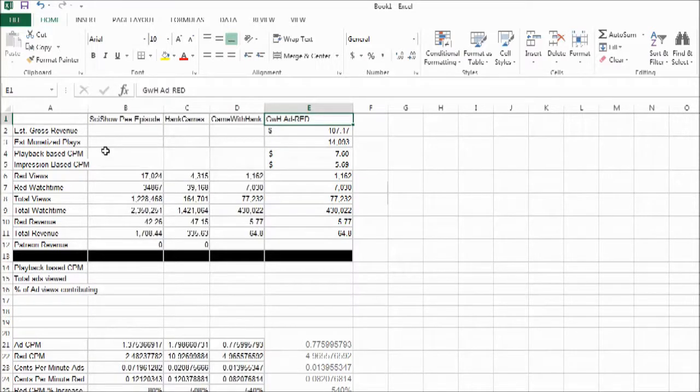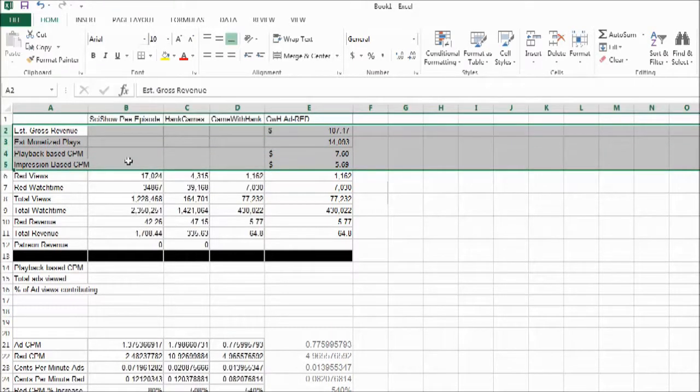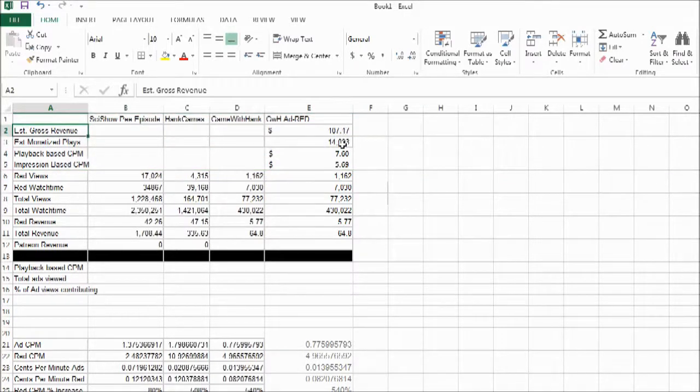In your last video, you asked a question about how much money you actually make from YouTube Red. And you used Games with Hank as a way for us to see your method of thinking as to how to calculate ad CPM and everything. So I have your spreadsheet here, but as you can see, I added these four rows. These four rows were taken from your ad performance screen that you showed in your video, and it has estimated gross revenue, estimated monetized plays, playback based CPM, and impression based CPM.